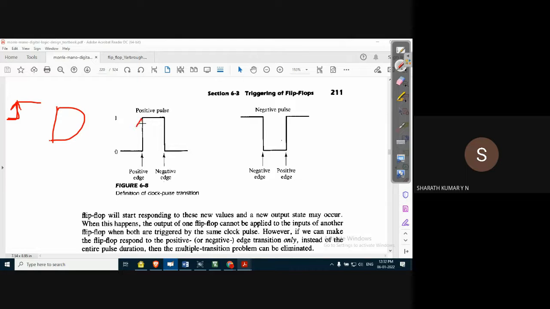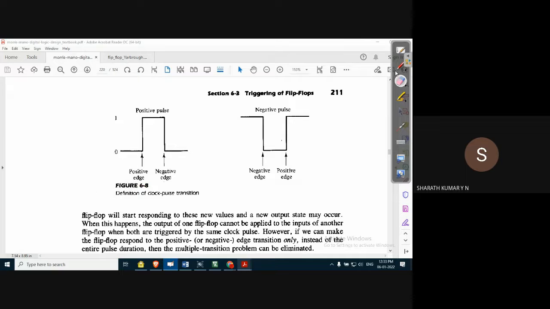This edge, when it is going from 0 to 1, is called a rising edge. I think I had discussed this in one of the classes. The other edge, which is going from high to low, is called a falling edge. I think it's written there, it is also called a positive edge and a negative edge. Different names, different authors, different terminologies.